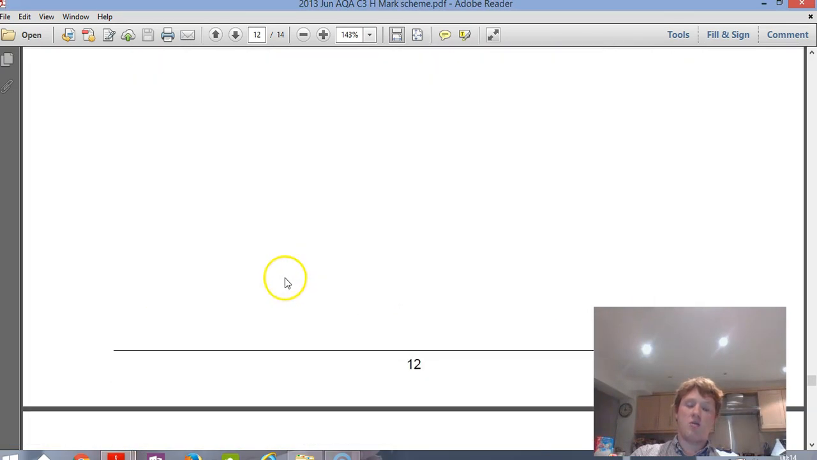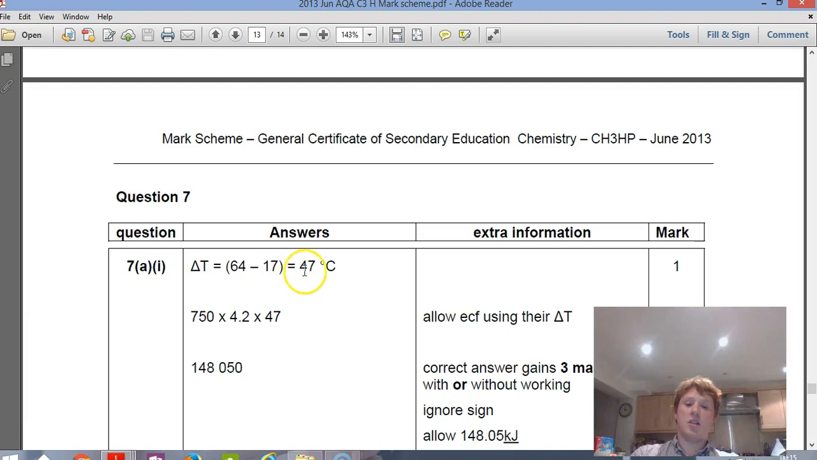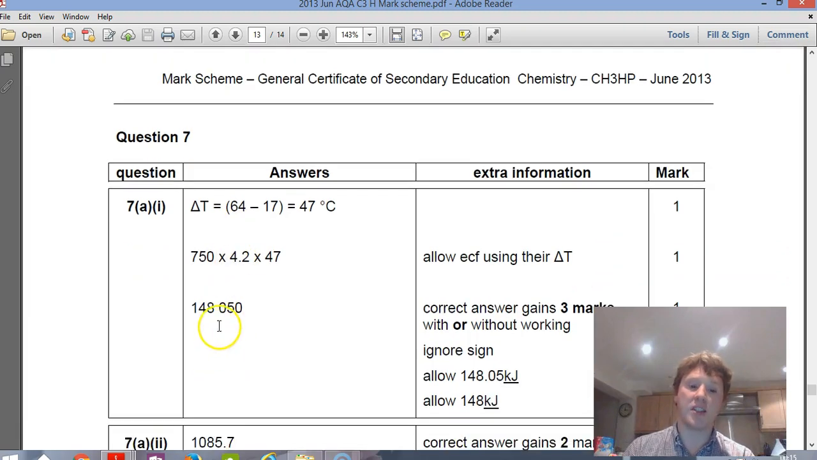Right, so you need to get 1 mark, you do 64 minus 17, that's 47 degrees, so that's the difference. You then plug the numbers into the equation. The mass is 750, the change in temperature is 47, the specific heat capacity you're given is 4.2, and the last mark is for the answer, 148,050 joules. Or you could write kilojoules. As long as you write kilojoules at the end, you're allowed to write that number.